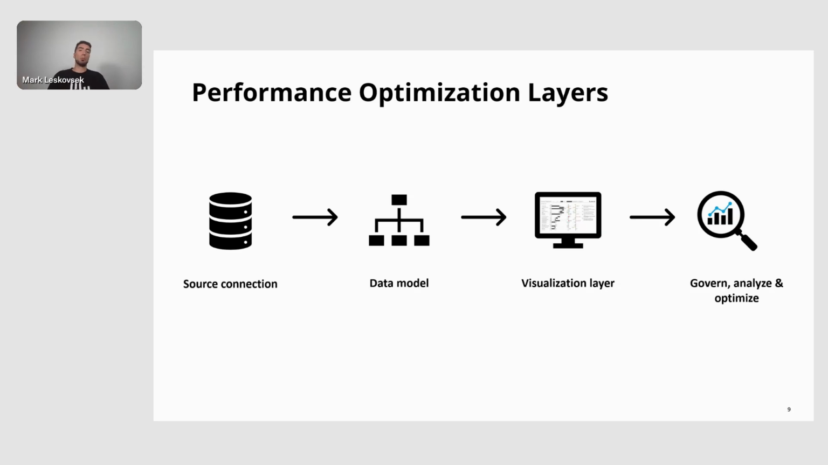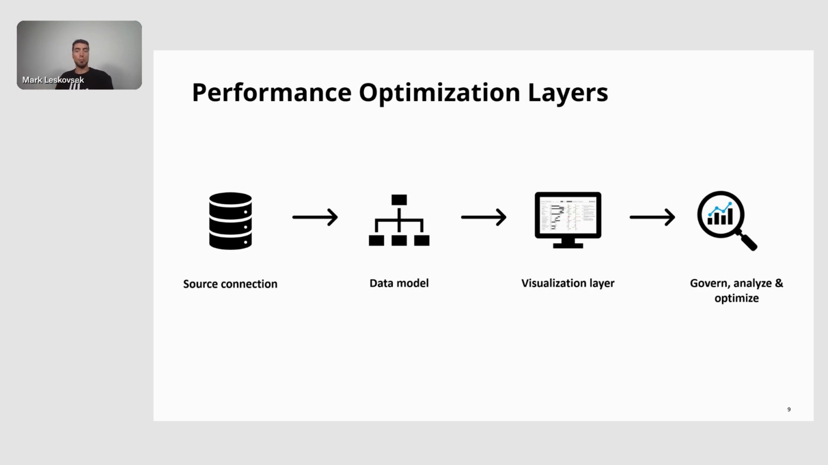Now, in order to improve performance, we first need to understand a few key parts of the process, which are the source connection type and speed, and this is important, the type of the data model we use, and what we can do on the visualization layer to speed things up. Now, the visualization layer is maybe less important than the first two, but of course, we also need to then govern and analyze and optimize, right? And if we want to ensure this at scale, all of the parts are important, right?